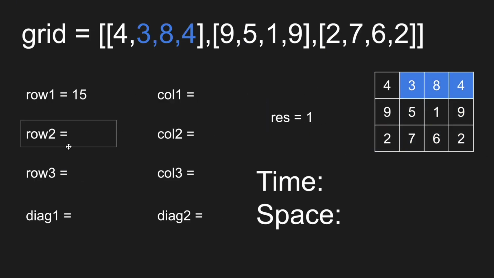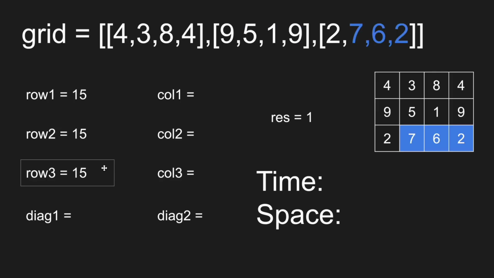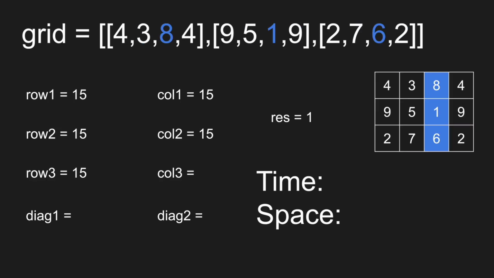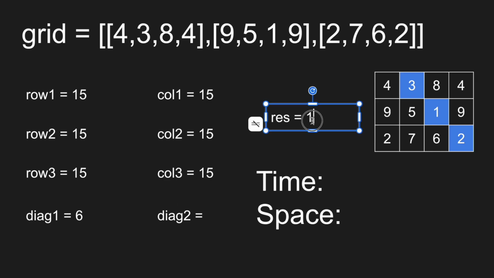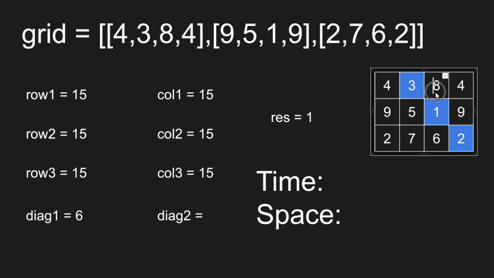First, row 1 is equal to 15, row 2 equal to 15, row 3 equal to 15, column 1, column 2, column 3 are all equal to 15, but diagonal 1 is only equal to 6, so we can return false for this one and not increment result. And since we don't need to check the last 2 rows and last 2 columns, we can end right here and return 1 as our result.